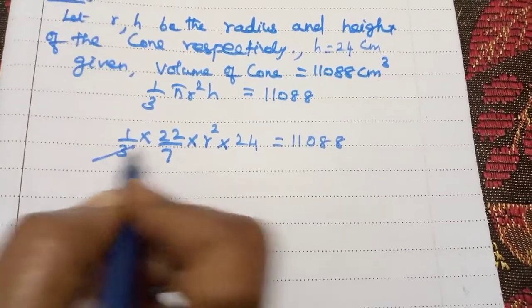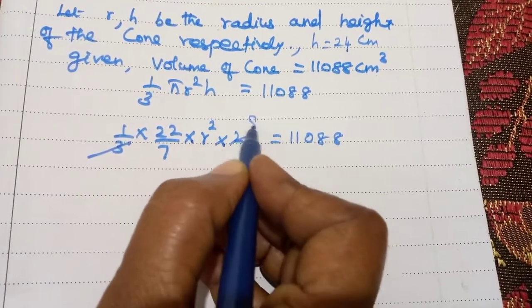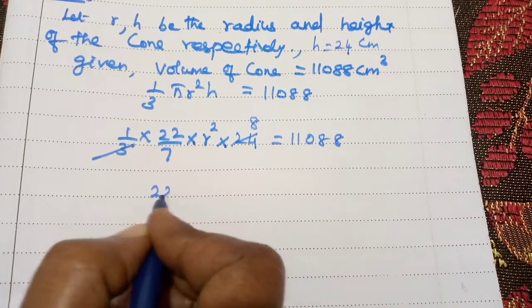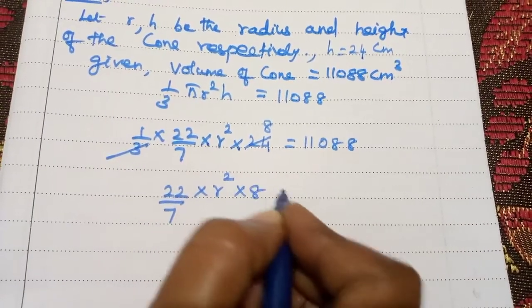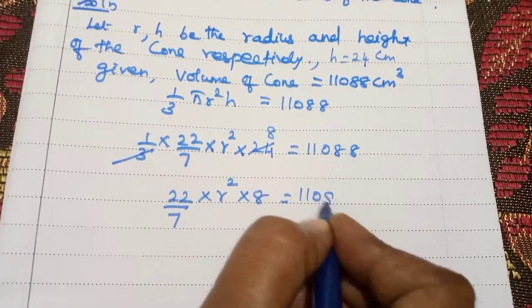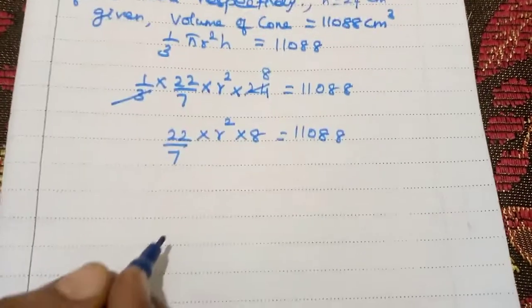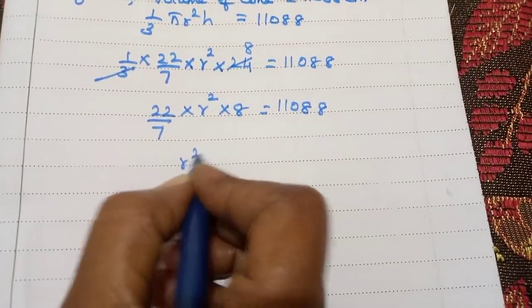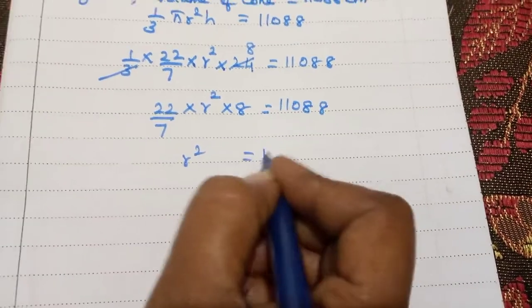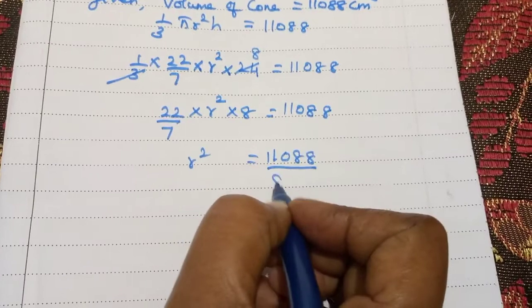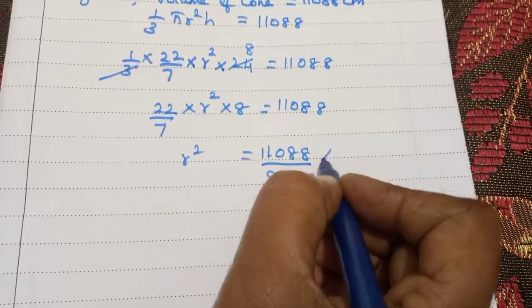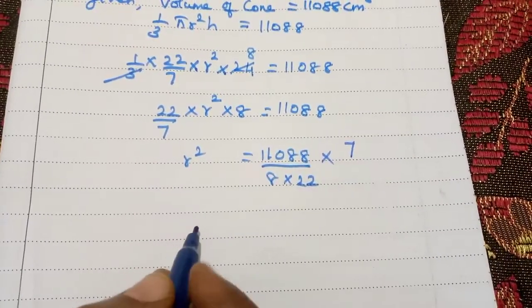Here 3 and 24 can be cancelled. 8 3s are 24. Remaining, right, 22 by 7 into r square into 8 is equal to 11,088. From here r square is equal to this remaining terms, take that side. 11,088 by this 8 into 22. This 7 will come here, numerator.